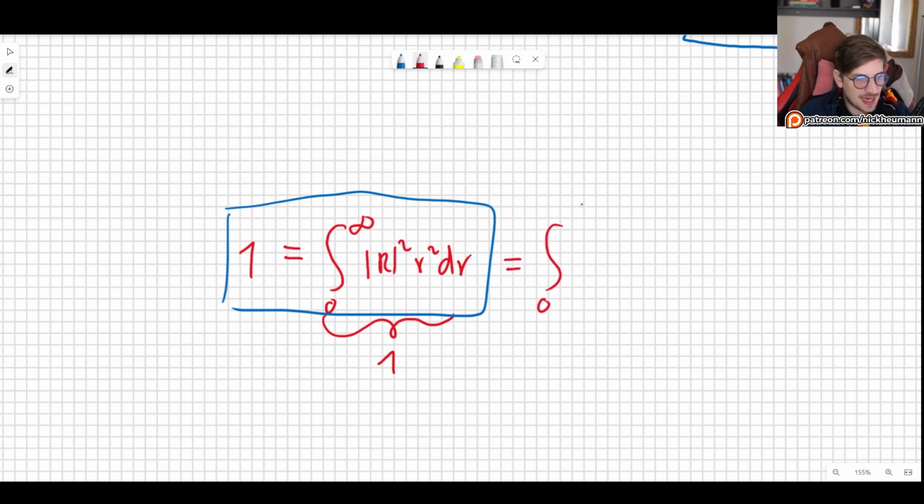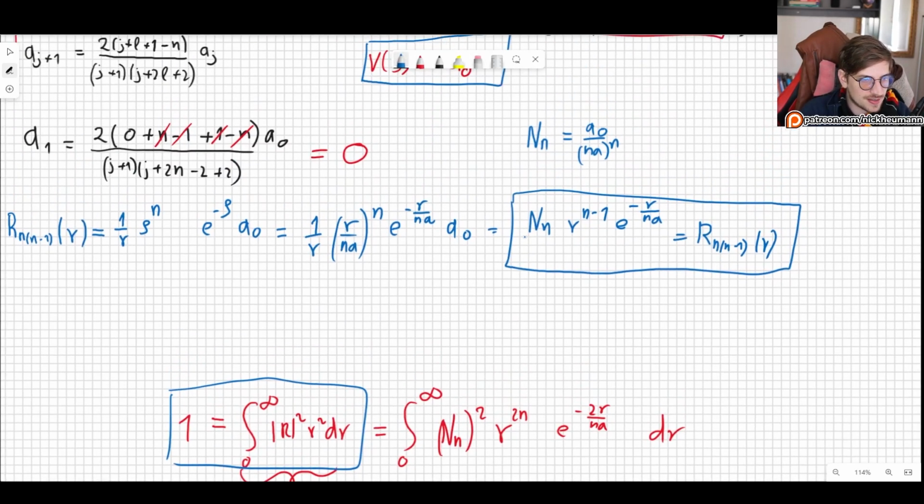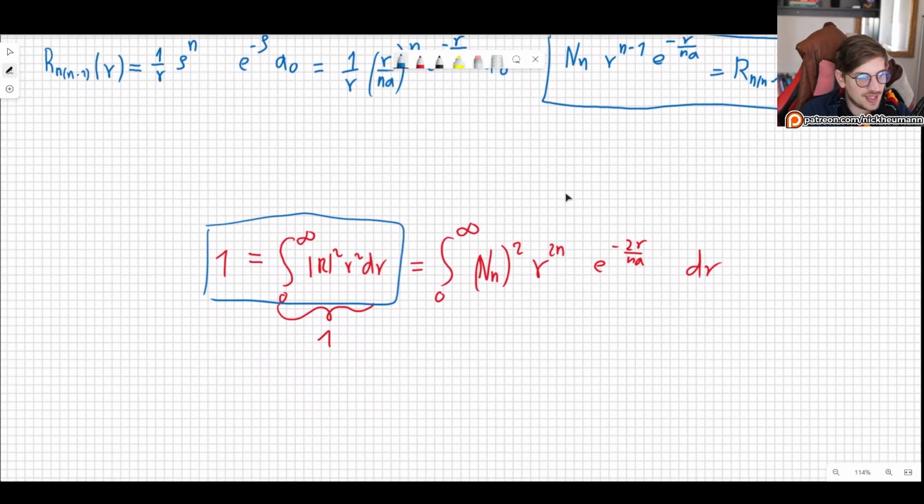So now we just plug in our formula. So we're integrating from 0 to infinity. And now what is r squared? Well, it's this thing squared. So we have N squared r. Now this thing squared, that's going to be 2n minus 2. E to the minus 2r over na, r squared dr. So we have r squared and we have this thing, so we can add the exponents. So we get simply r to the 2n. And now this constant N doesn't depend on r, so we can just take it out of the integral.